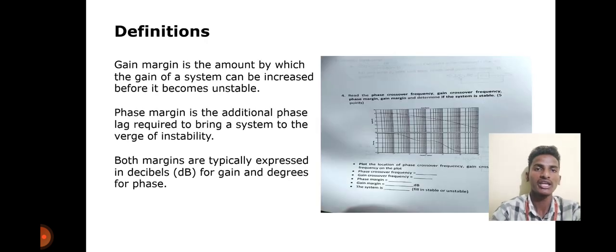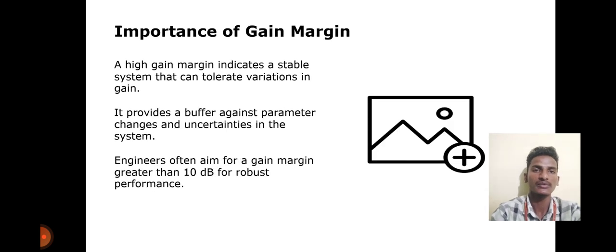Definitions. Gain margin is the amount by which the gain of a system can be increased before it becomes unstable. Phase margin is the additional phase lag required to bring a system to the verge of instability. Both margins are typically expressed in decibels (dB) for gain and degrees for phase.